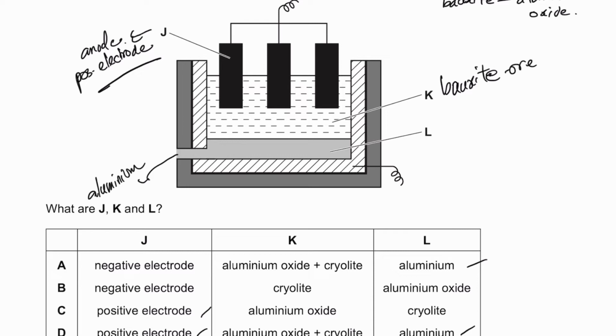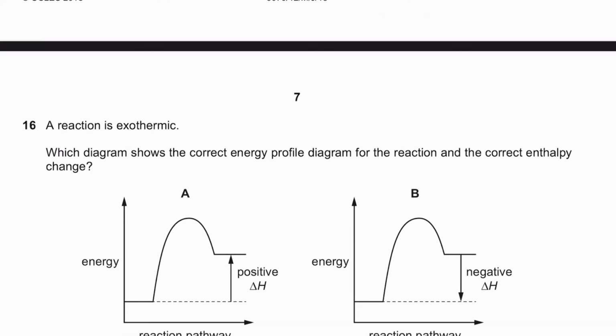Now obviously if we just had aluminum oxide, this wouldn't be the answer. It must be dissolved in cryolite to lower the melting point to 900 degrees Celsius, or else the melting point is going to be even higher. So for number 15, the answer is going to be D.